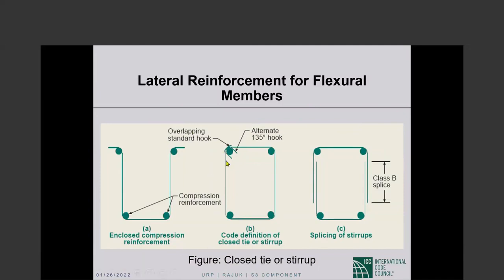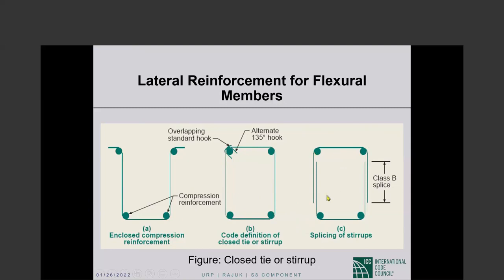Okay, and we say alternate because we will typically place the hooks on the left face and then on the next one on the right face. Or you can have two-piece hoops like that, where the two U's are lap spliced with a class B splice. So these are the choices of lateral reinforcement in flexural members.